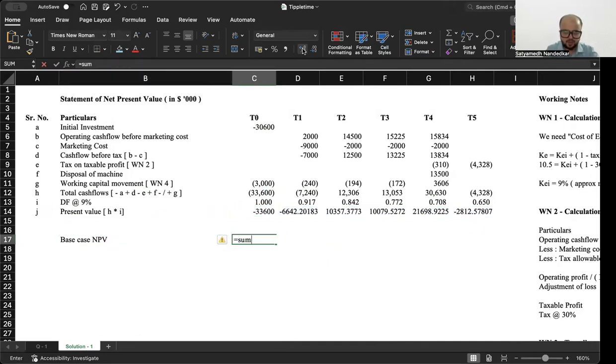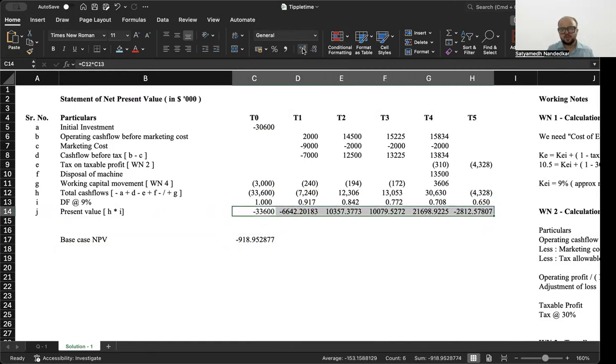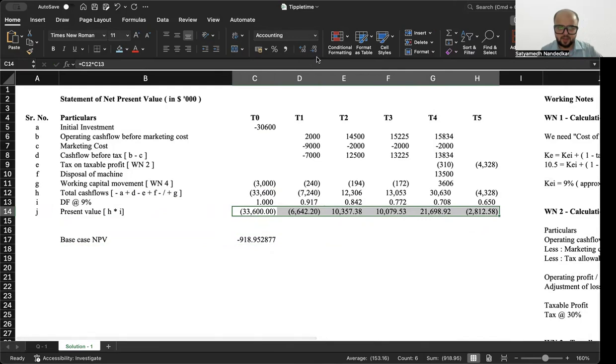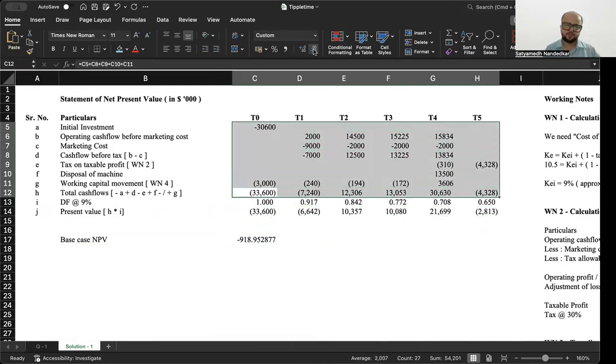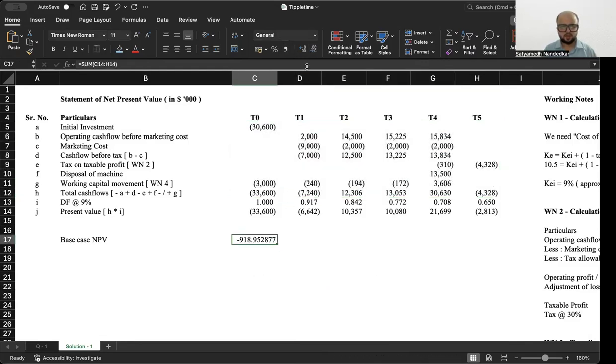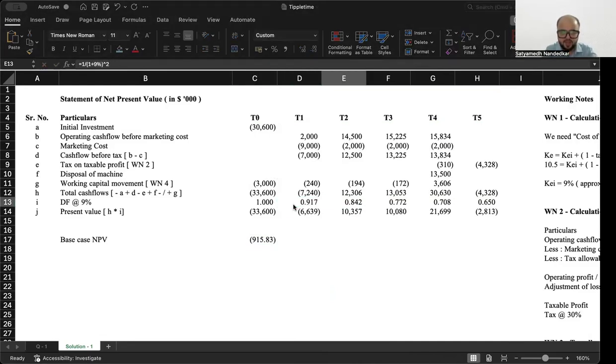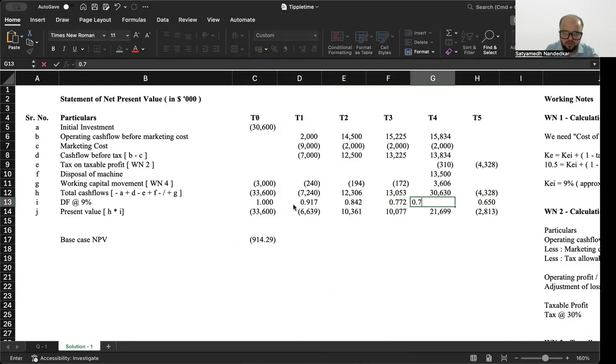Oh, sorry, my mistake. Just give me a moment. I will make this appear clean. Now it looks better. My base case NPV is 918.95. Now, if I round it off, my answer starts becoming a little more. My answer will be different because of the rounding off of my discounting factor.